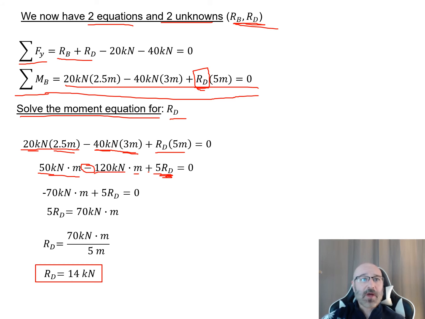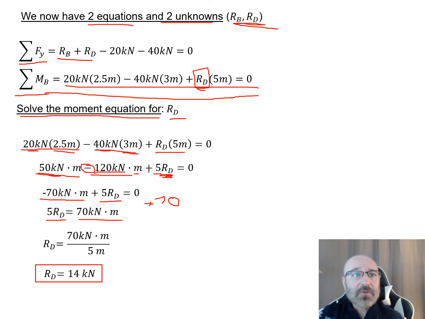Let's combine this a little bit now. 50 kilonewton meters minus 120 kilonewton meters is negative 70 kilonewton meters, plus 5 R sub D is equal to 0. We can rearrange this and add the 70 to both sides, so we get rid of the negative. We end up with 5 R sub D is equal to 70 kilonewton meters. Then R sub D is equal to 70 kilonewton meters divided by 5 meters, and the meters cancel, which leaves us with R sub D is equal to 14 kilonewtons. So now we have a value for R sub D.